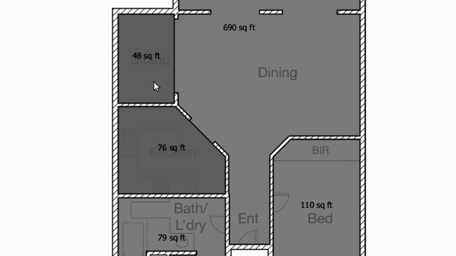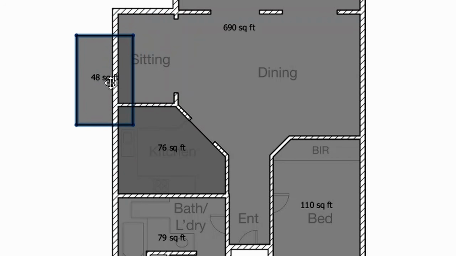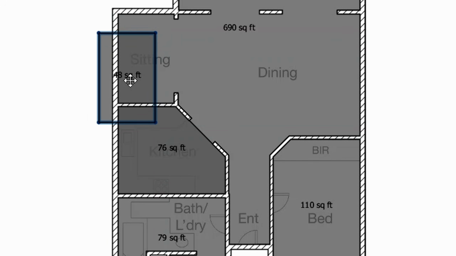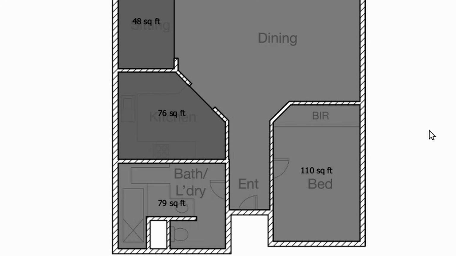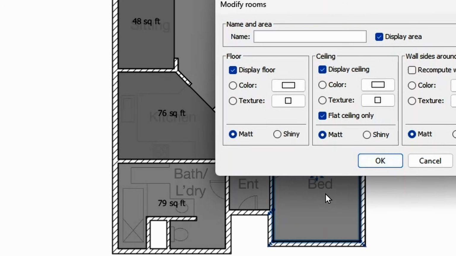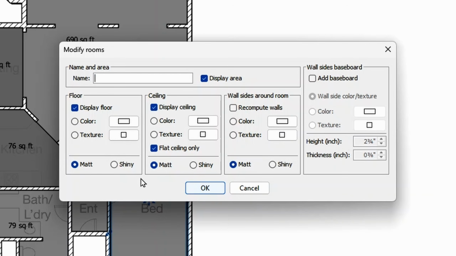With this technique, you will have two different floors above each other. But this is not a problem because the software can handle it. To continue, apply some floor materials. Move your cursor to the bedroom and double click with the left mouse button. In this Modify Room dialog box, you can apply a solid color or a texture to your floor.